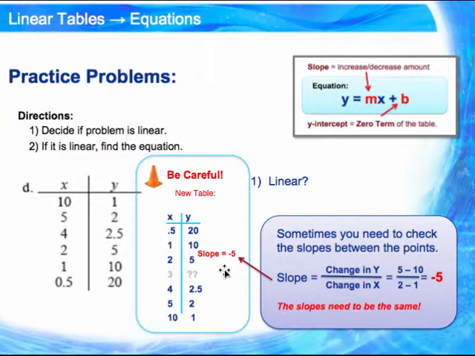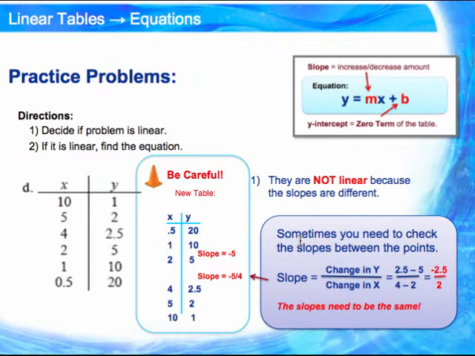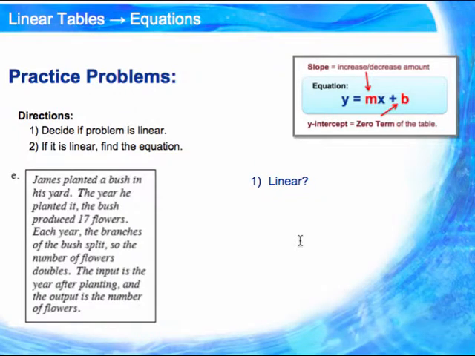Then you can move on to the next pair of coordinates that you know in the table, which would be 4, 2.5 and 2, 5, and find the slope of that. When you subtract those out, you get negative 2.5 divided by 2, which turns into negative 5/4. Right here, bam, the thing's over because the slopes are different. And when they're different, this cannot be linear. So at this point, you can shut the problem down and say this is not going to be a linear table, so therefore you cannot have a linear equation for it.